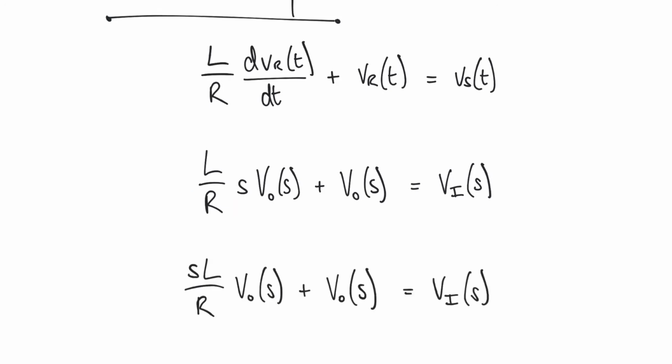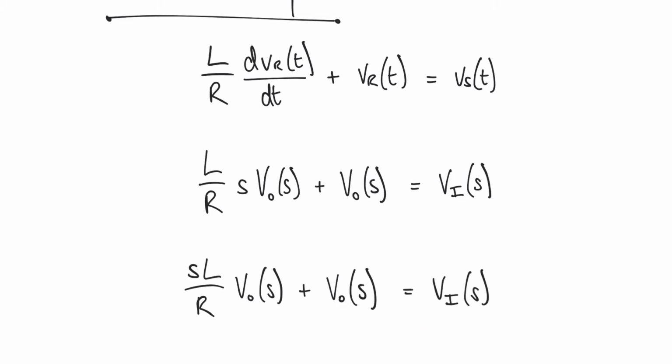And so we have something along these lines. And just like our previous example, the output function, that was the voltage across the resistor in this example, is now what we call VO of S, and the input function, which was the supply voltage, Vs of t, is now given as Vi of S.